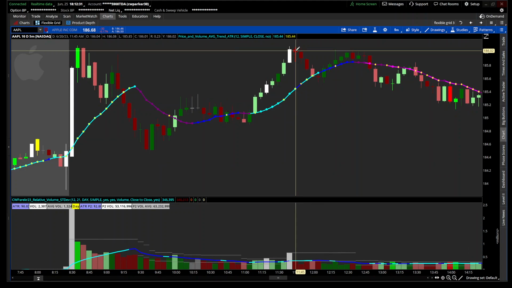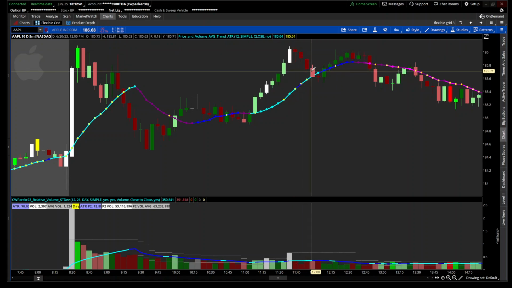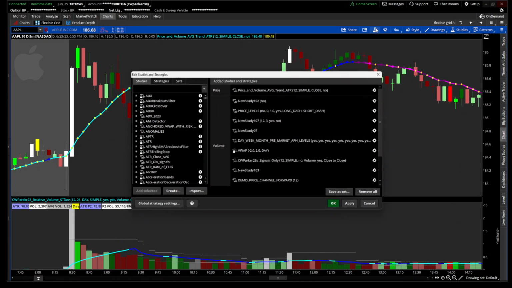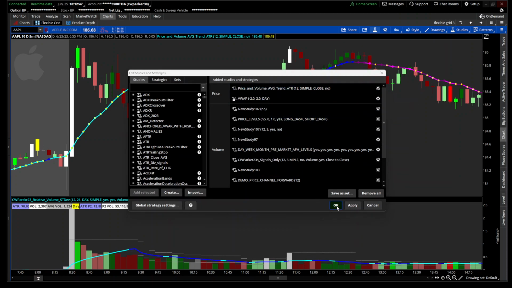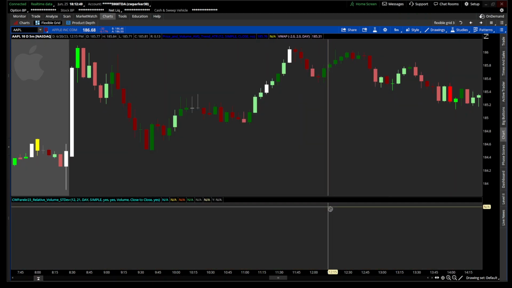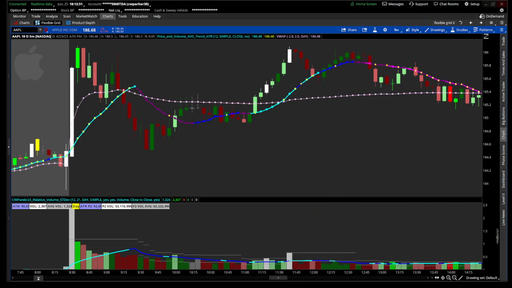I may not have gotten out of the stock because this lower wick right here would have given me an indication that buyers are still in the area. But price still was able to push down. So if we were to add VWAP to this, it'll give us another indication of what's going on as well. So giving that a second.